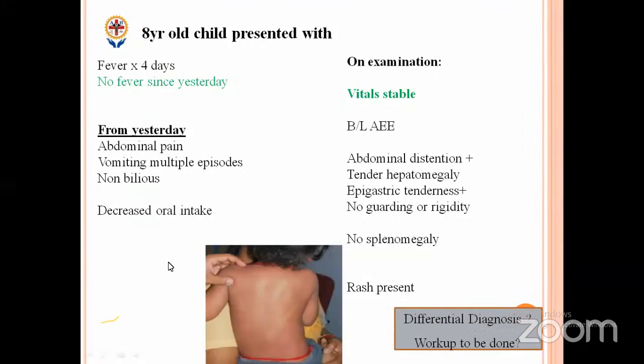So with this history and examination findings, what differential diagnosis can we keep, and what workup is to be planned? Fever followed by a febrile period of 24 hours with abdominal symptoms and rash. So what are the DDs?